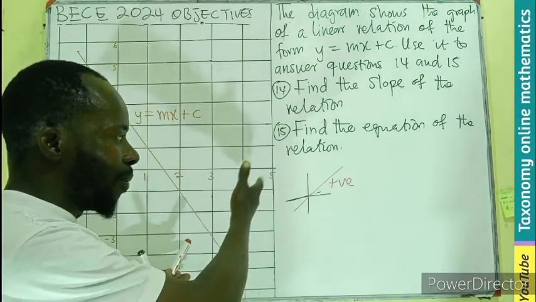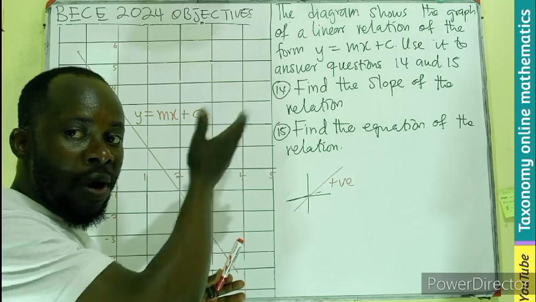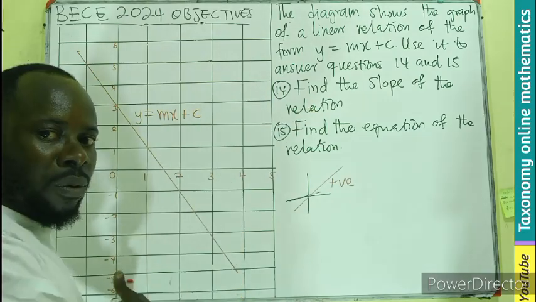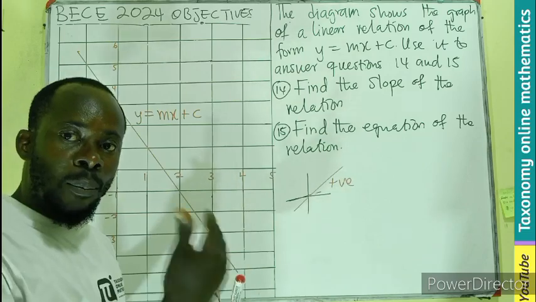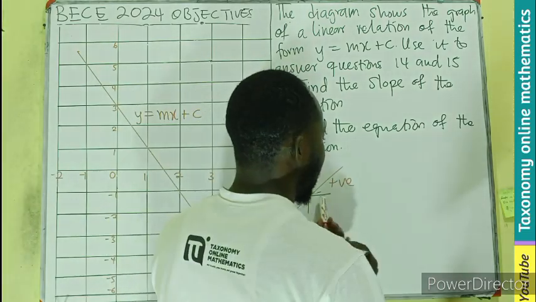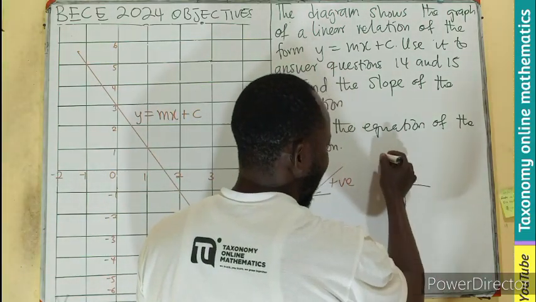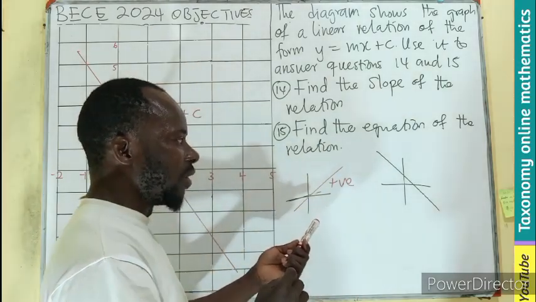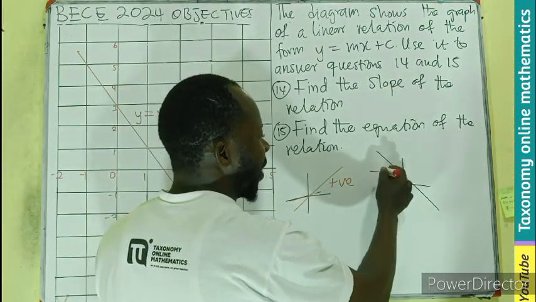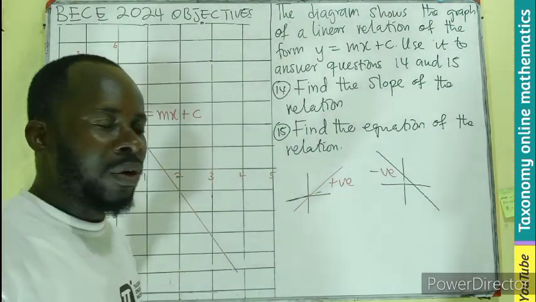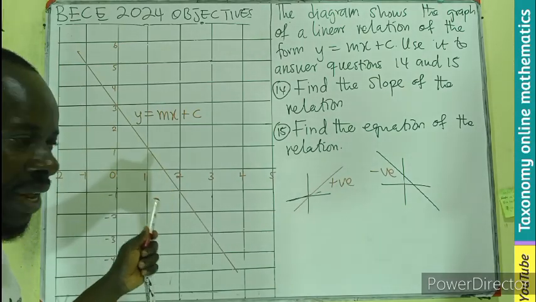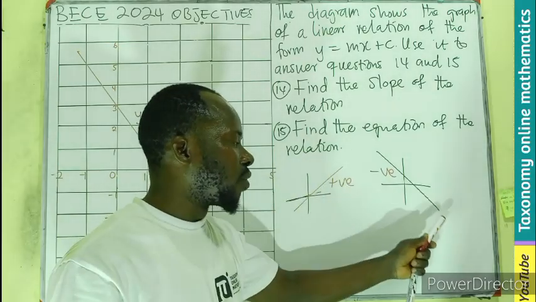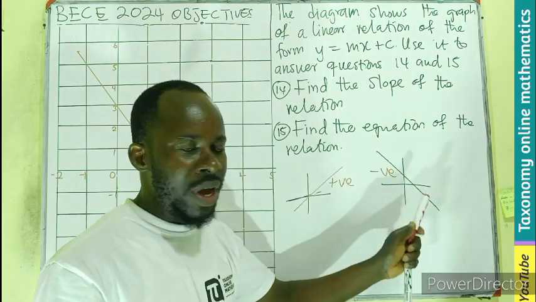That is, a straight line passing through the origin or any position, going from the lower left to the top right, will give you a positive gradient or positive slope. If the straight line is passing this way, we have a negative gradient. It is coming from left to right, top to down, and that will give you a negative gradient.